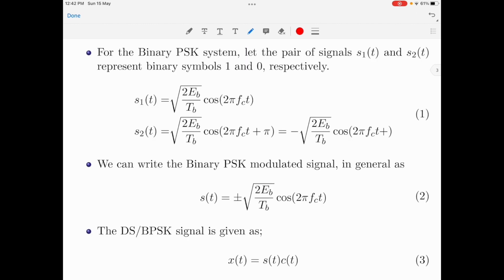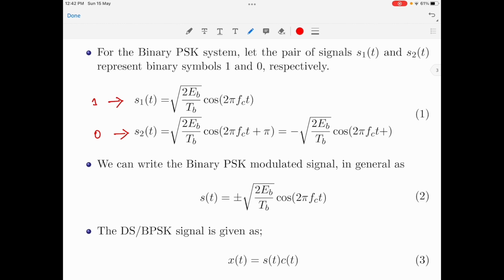I am going to start with the binary PSK system. Let the transmitted signals of the binary PSK system be represented by S1 of t and S2 of t, which represent symbols 1 and 0 respectively. So, S1 of t here represents symbol 1 and S2 of t here represents symbol 0. Please note, this is a PSK system. So, the only change between S1 of t and S2 of t representation is the phase.